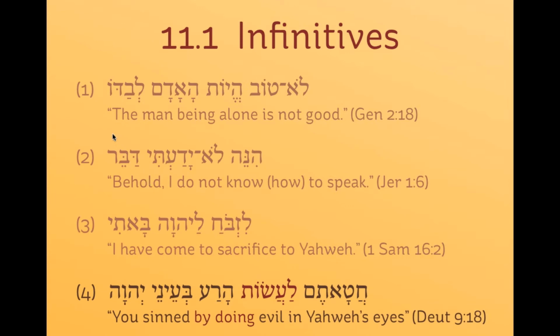All right, so to recap before I explain number 4, number 1, the infinitive can be the subject of the verb. Number 2, it can be the object of the verb. 3, it can provide the purpose of the verb. Or number 4, it can explain the verb. Chatatem la'asot hara be'enei Adonai. You all sinned by doing the evil in the eyes of Yahweh.